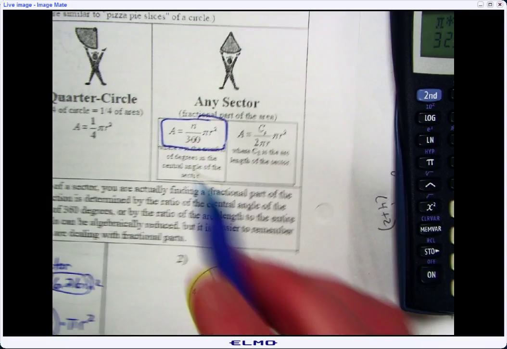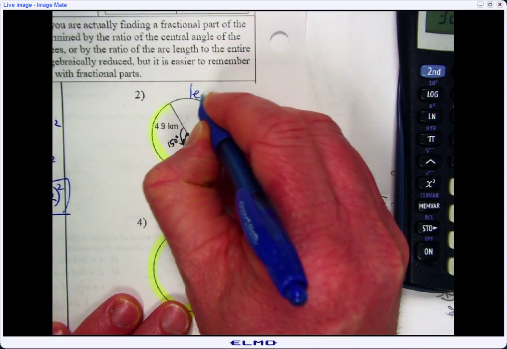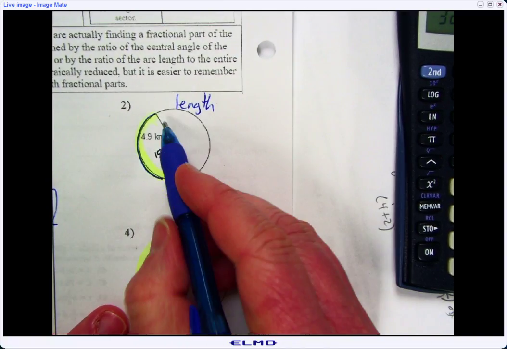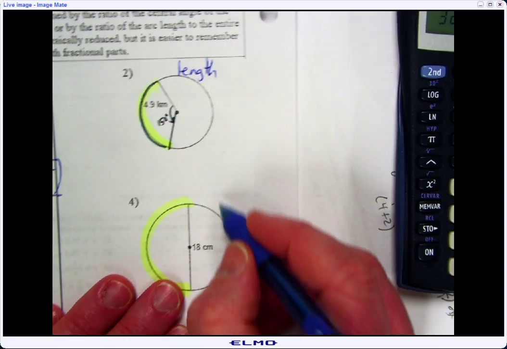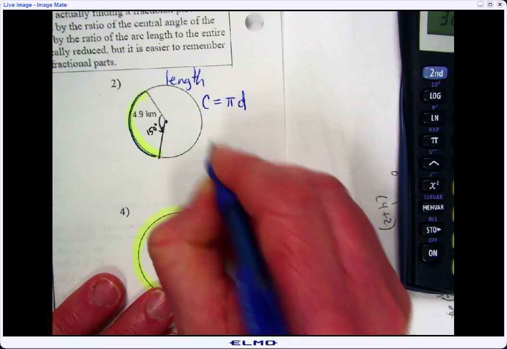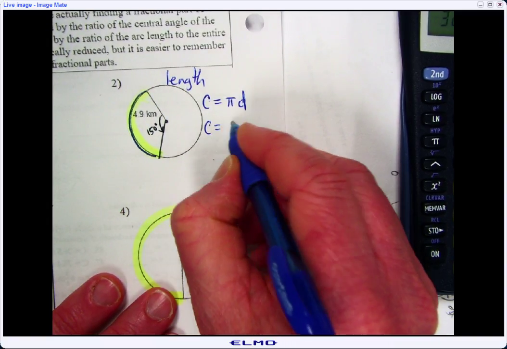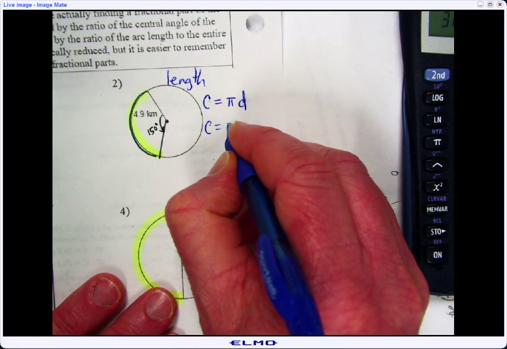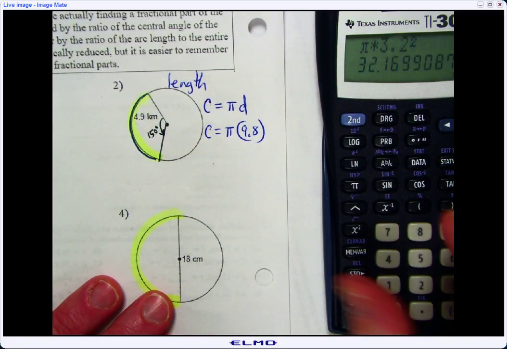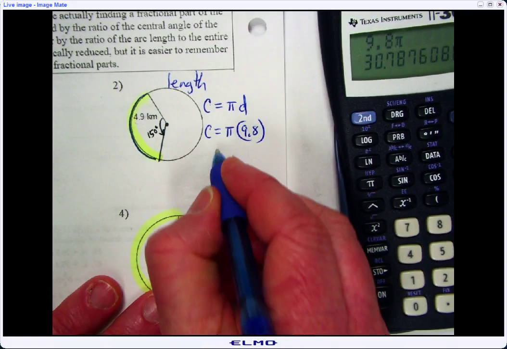That's all that is. Okay, and the other thing we want to find sometimes is the length of an arc, and an arc is part of a circle. So that is related to the circumference. I could find the whole circumference here. Circumference equals pi d. So if the radius is 4.9, then the circumference equals pi times 9.8 because we double that. And so I can find the whole circumference.